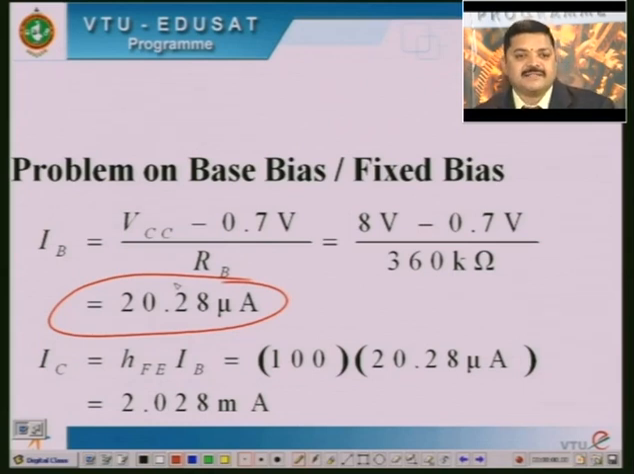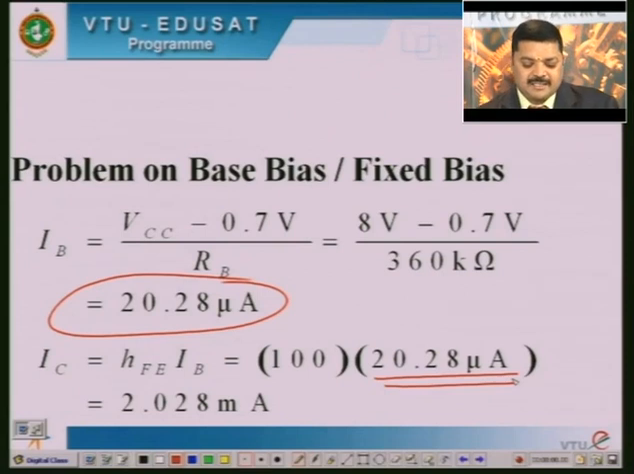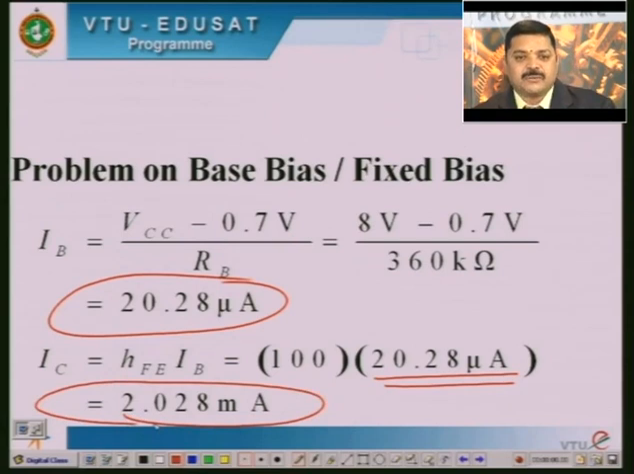Let us find out IC. IC is given by HFE into IB. As I told you, HFE and beta are the same, with different notations. It is the DC current gain in the CE configuration, which is given by IC by IB. Therefore, IC is equal to beta or HFE into IB. In this given problem, HFE is 100 and IB we have calculated as 20.28 microamps. Therefore, IC comes out to be 2.028 milliamps.